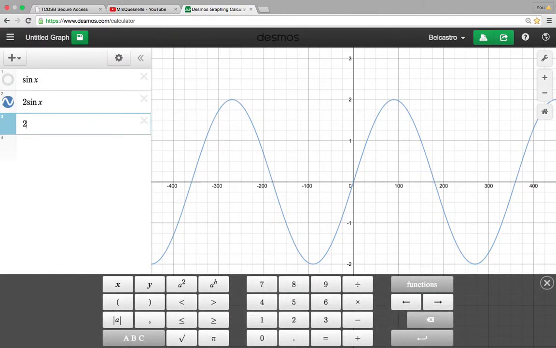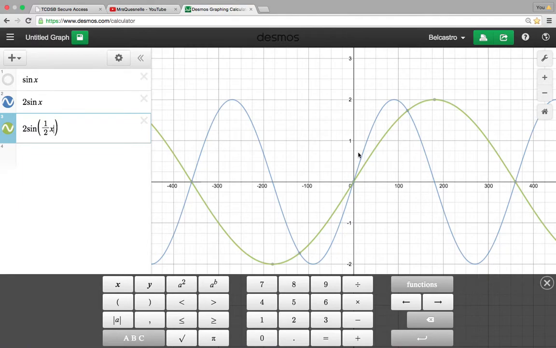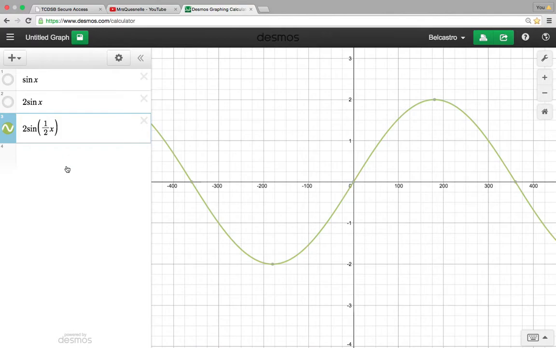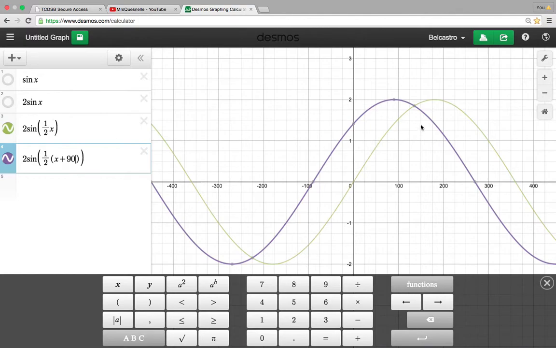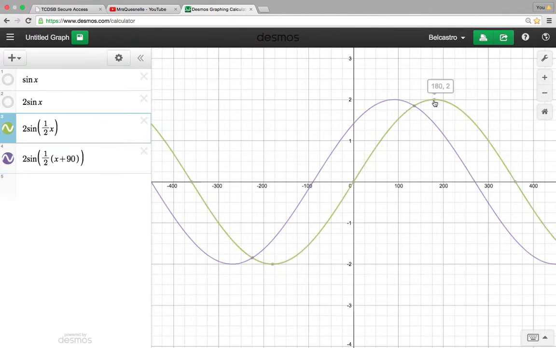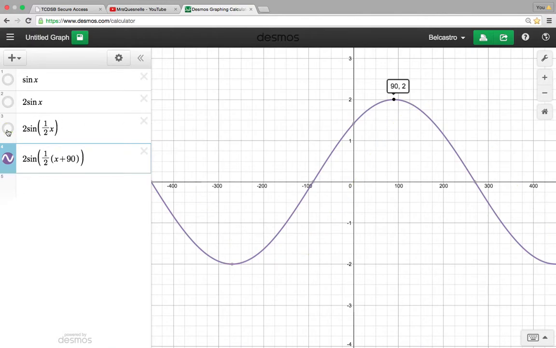The next thing we did was the horizontal stretch. So we did a half x. And you'll see it got wider. It got horizontally stretched there. So we take that one off, and now we're at the green one. We then decided to shift it 90 degrees to the left. So we go 1/2 x plus 90. And you'll see the purple one has been shifted 90 degrees from the old one. You can see where the peaks are, right? That's a 90-degree difference. So we'll turn the green one off now.